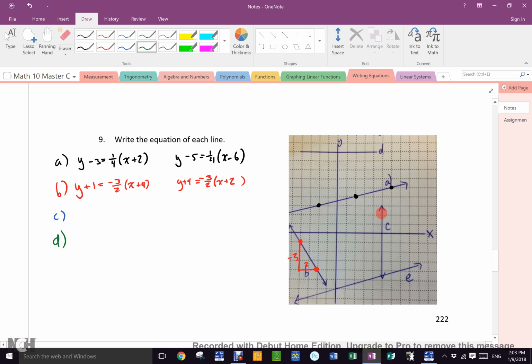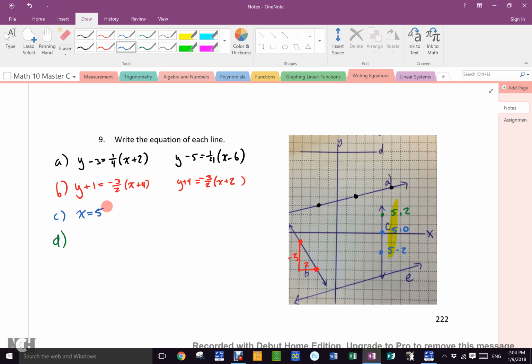All right. So let's look at some of these points. What's that point right there? That's 5, 2, correct? What's that point right there? That's 5, 0, correct? What's that point right there? 5, negative 2, right? What do you notice? They're all 5s. So, x has to equal what? 5. No matter what. Because it doesn't matter what y is, x has to be 5.